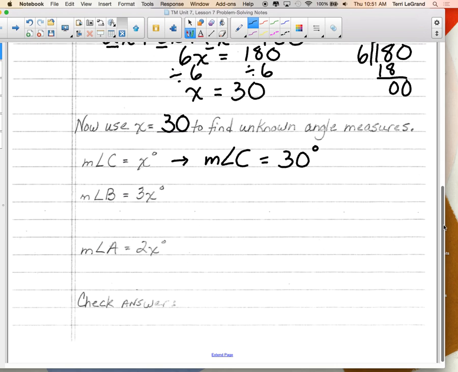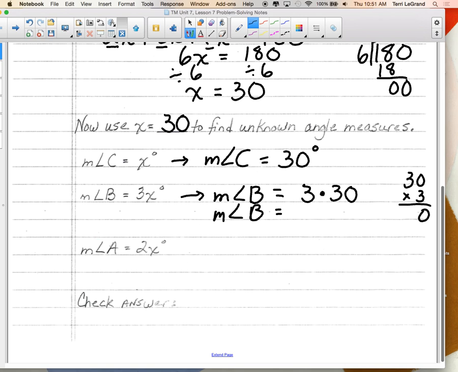Okay, when we do this one, the measure of angle B is equal to 3 times what? 30. So the measure of angle B is going to be whatever 3 times 30 is. That's 90, yeah. 90, and what are we going to label it? Degrees, okay.